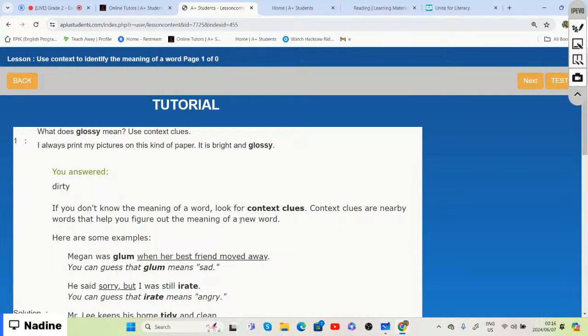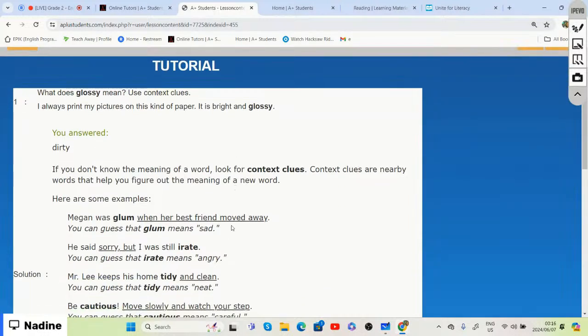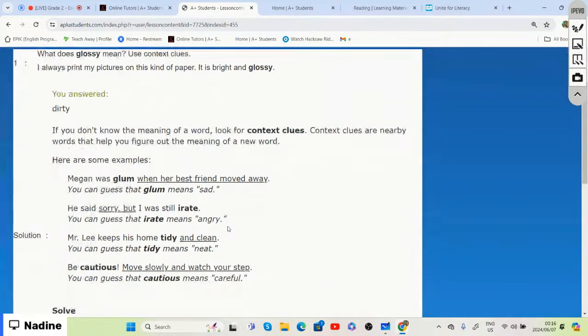All right, so we made mention of a few words, right? And we see that if you don't know the meaning of a word, you need to look at the context clues, right? And the context clues are nearby words that can help you to figure out the meaning of a word. These context clues will be within your sentence, it will be within your paragraph, right?